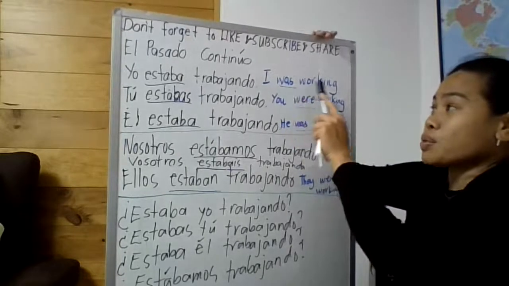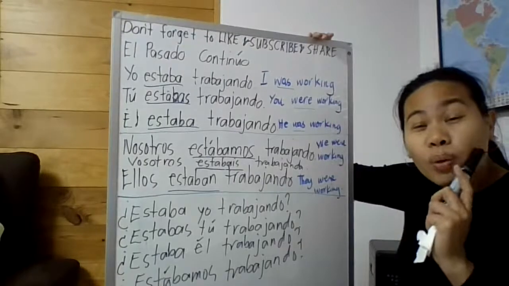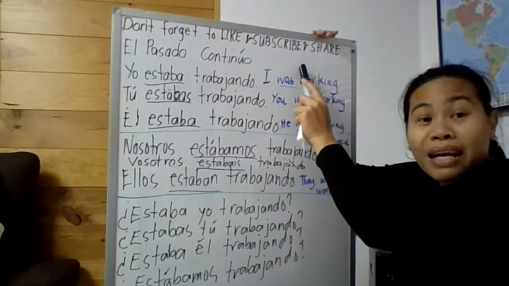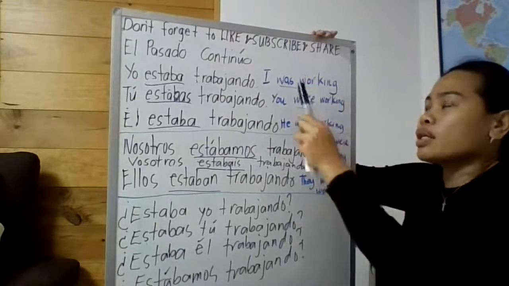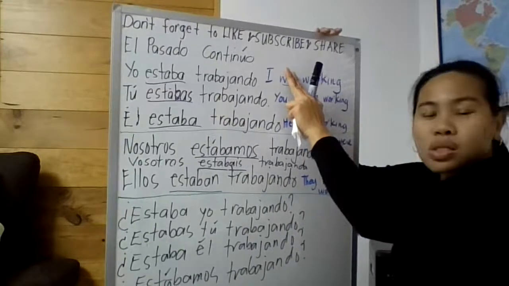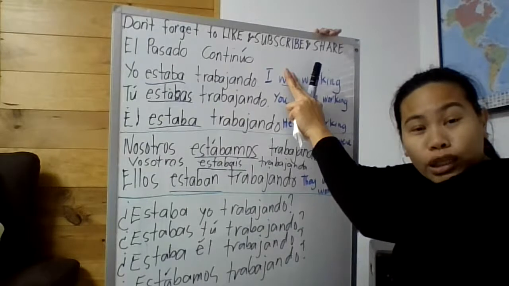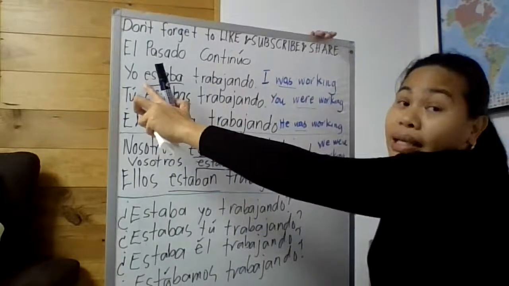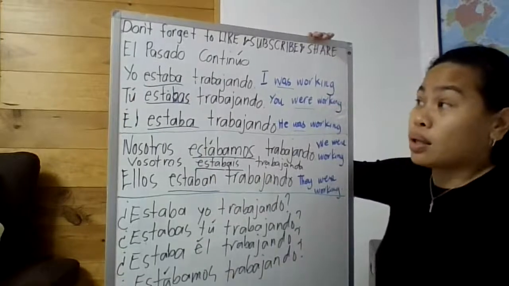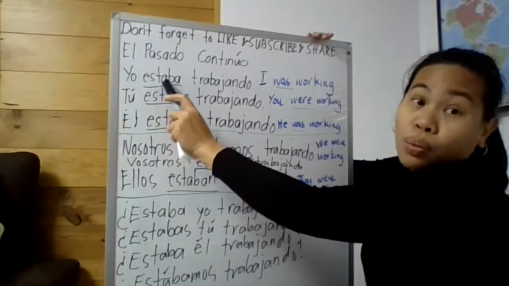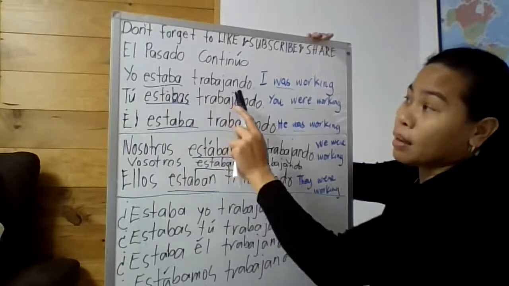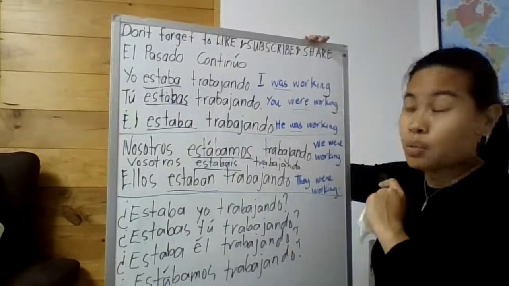So, I was working. Now, if we are going to make this a present continuous, then we will just change the past verb into present. I am working. So, in Castellano, you will change the word estaba into estoy. Yo estoy trabajando. Present continuous.